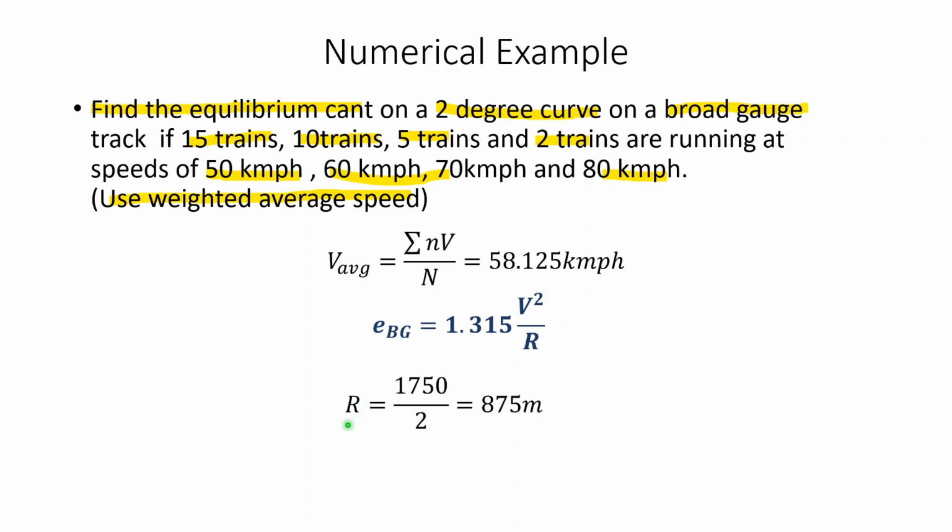What will be the R? Again, it is a 2-degree curve, so you can use this equation for finding the corresponding radius in meters. When substituting here, we know the value of R, and we know the speed, for which we have to put the average speed. When substituting that, you will get the equilibrium point to be 5.1 centimeters.